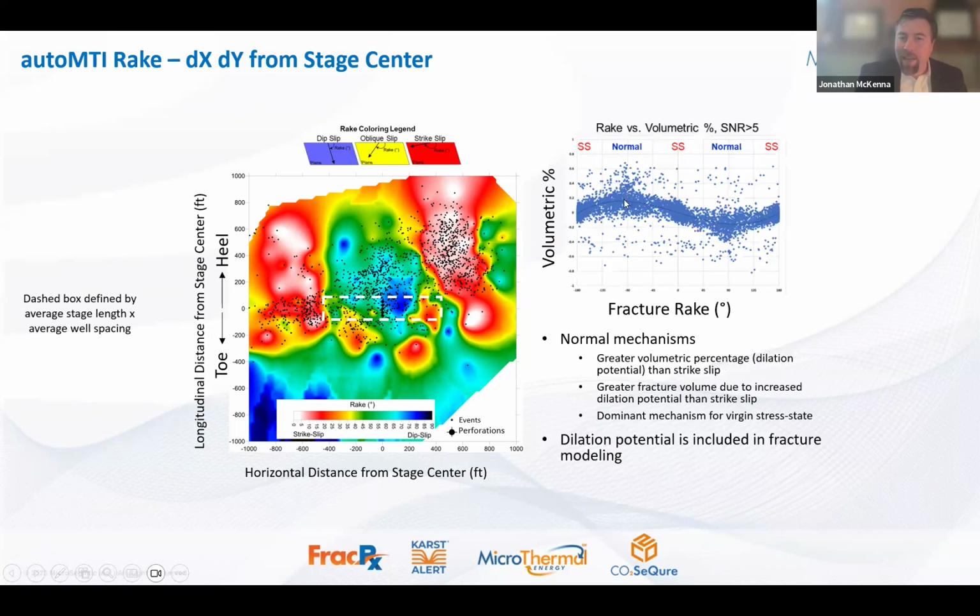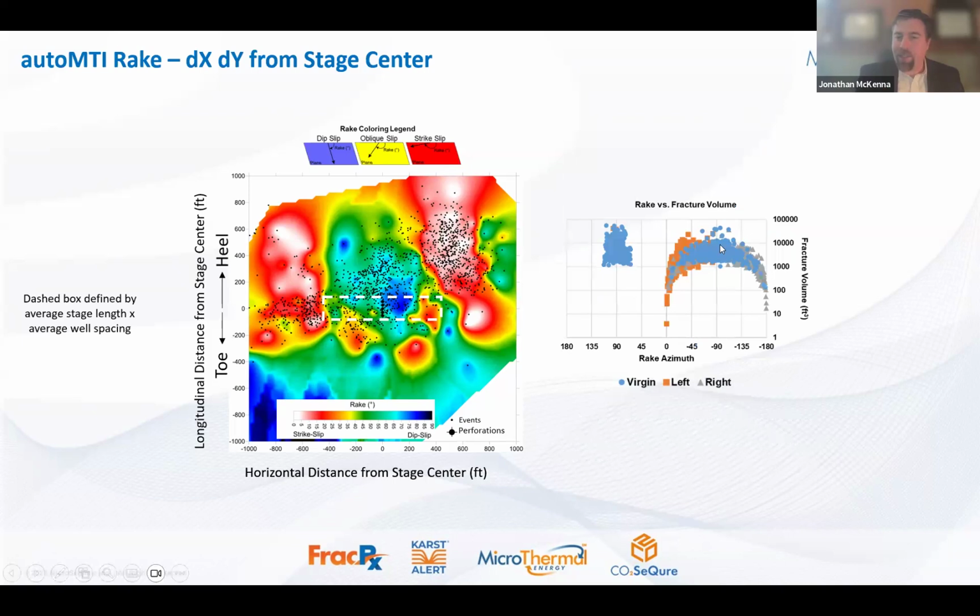But like I said, where we get these normal mechanisms, so these cool colors, where you tend to have more volumetric or more opening of your fractures, you get higher fracture volume than you would in these strike slip scenarios. So you get less fracture volume in this altered stress state. So that translates to a lot less volume on your left lateral rotation and your right lateral rotation than you do in your virgin reservoir stress state, which are shown here in blue.